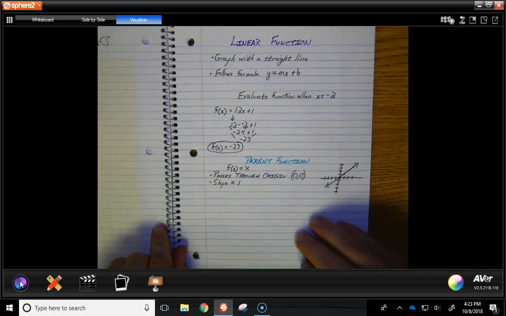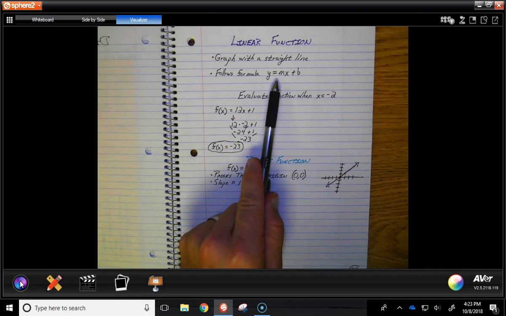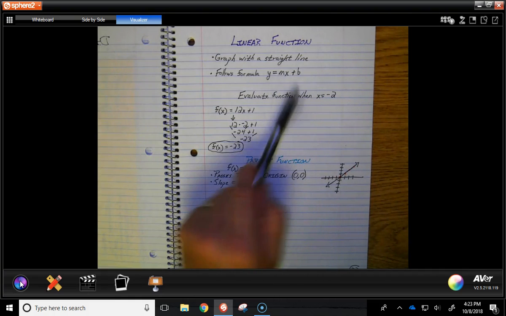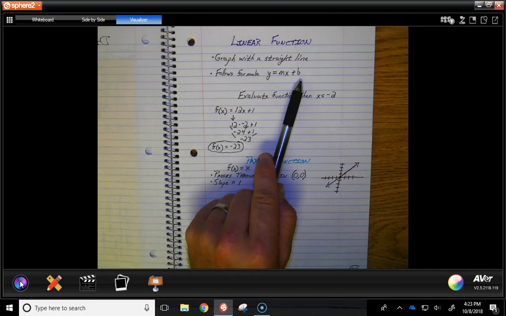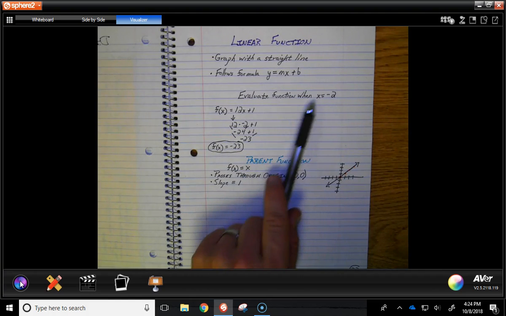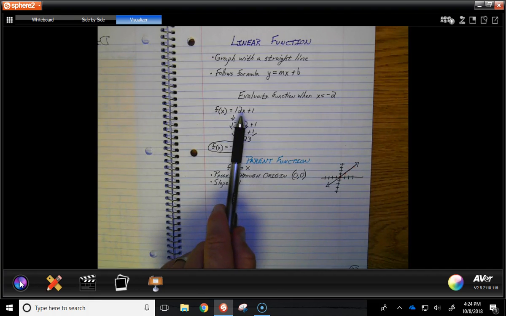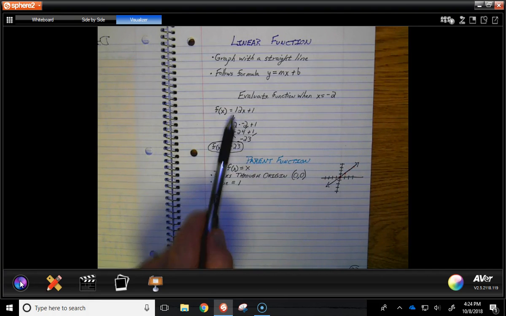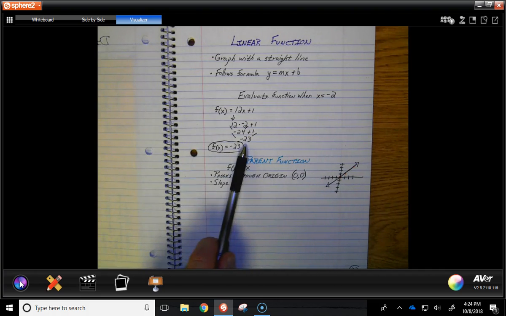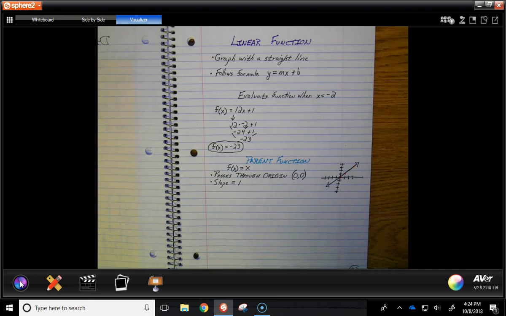And our last piece of notes, linear function. Remember, linear functions are the ones that, when we graph them, make a straight line and follow slope-intercept form, y equals mx plus b. Remember, m is our slope, b is our y-intercept. If they told us to evaluate the function when x is negative 2, this says f of x equals 12x plus 1. I put the negative 2 in. We get a final answer of negative 23. So f of negative 2 is negative 23.